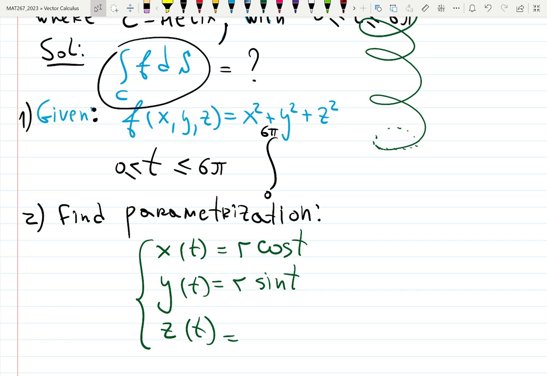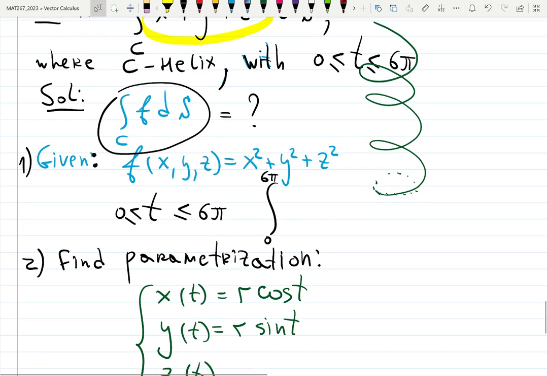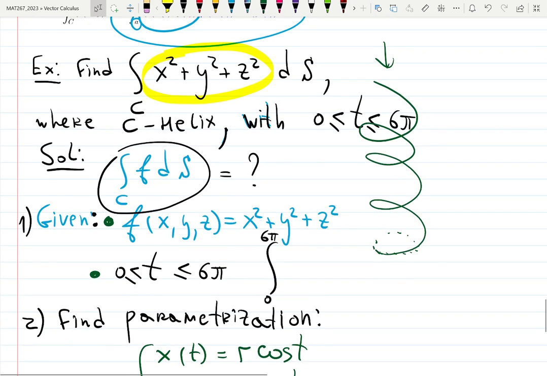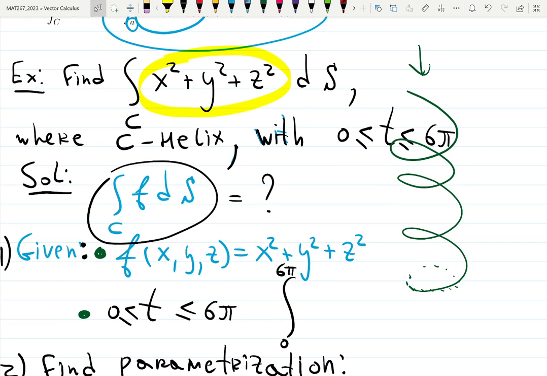Can you explain why we did the 6 pi? Oh, that's given. Okay. So given f and given from 0 to 6 pi. Yeah. Put the comma here. C is a helix with t running from 0 to 6 pi. That's given. Or else we don't know how far to go on the helix.